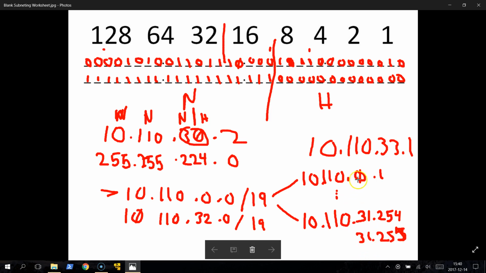31.255, right? And the network would be this address right here, .0, .0. Okay? I got my CIDR based off how many bits are turned on. So if I'm given the subnet 255.255.224, well, the way I get 224 is I take 128, I add 64, and I add 32. The first 3 bits are on, 8, 8, that gives me 16, plus 3 gives me 19. All right, let's do one more.